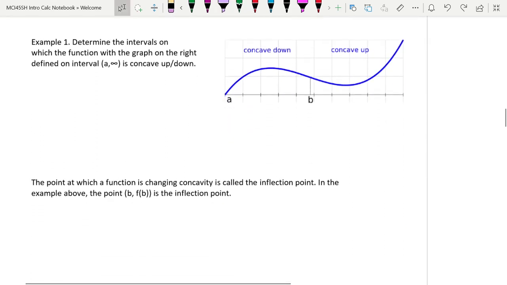Example 1. Determine the intervals on which the function with the graph on the right is concave up or down. So it looks like it's defined all the way from A to whatever this point is. They didn't give us a point for that. I guess we could call it C if you like. Or actually, no, I guess not.